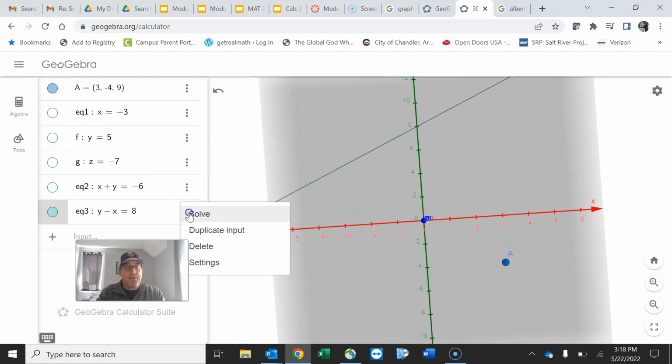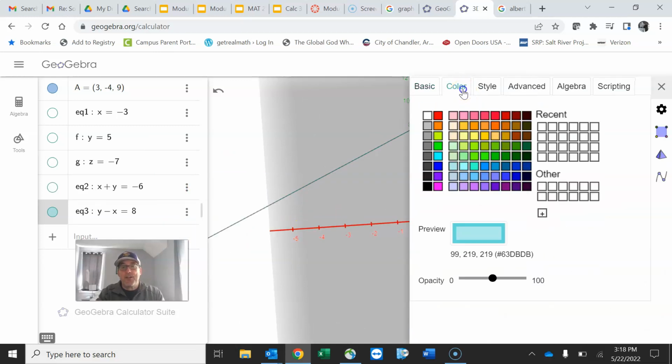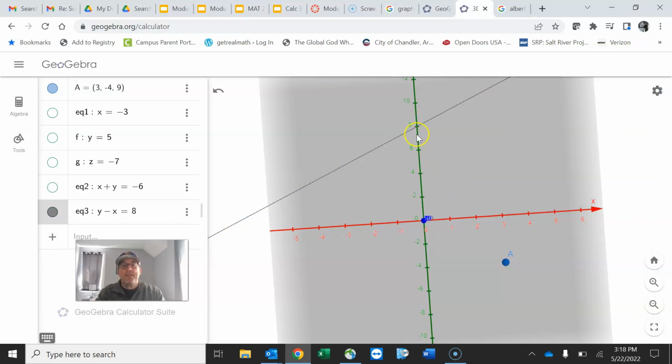Hey, by the way, if you click the 3 dots and go to settings, you can change the color on these things. I'll make it a little darker. Let's make it black, so hopefully you can see it well. See if this makes sense.